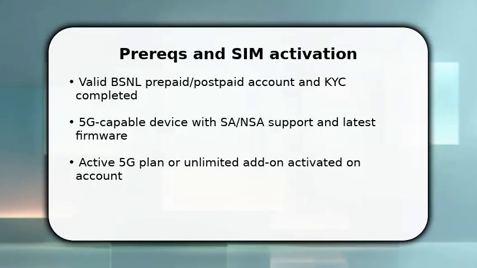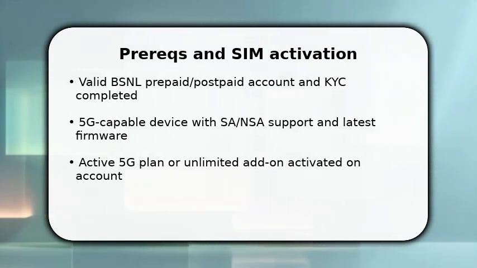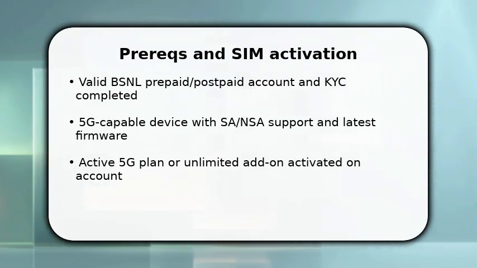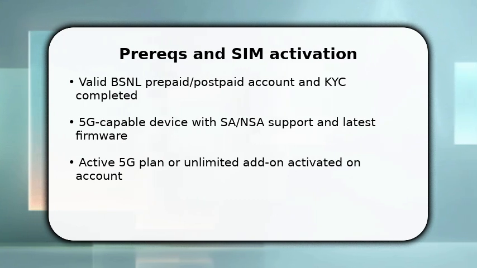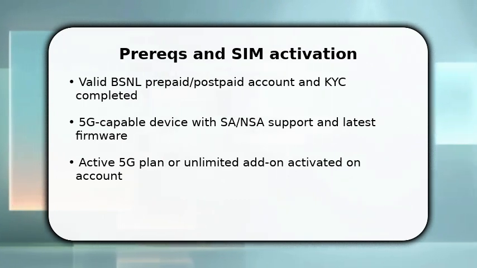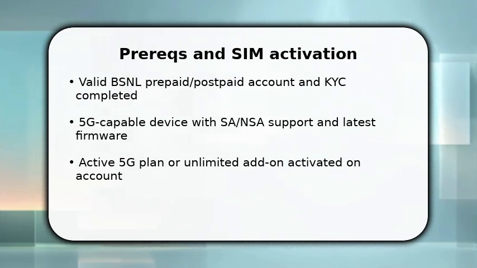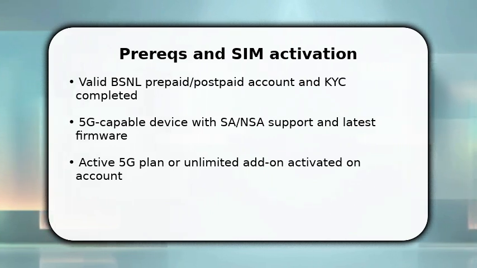You start by confirming prerequisites. Your SIM must be provisioned for 5G and your KYC completed. Once done, check your handset supports 5G bands used by BSNL and install the latest carrier settings. This prevents registration failures. Next, verify your plan includes unlimited 5G or add the unlimited data add-on via the BSNL app or USSD. Make sure the activation shows on your account dashboard.